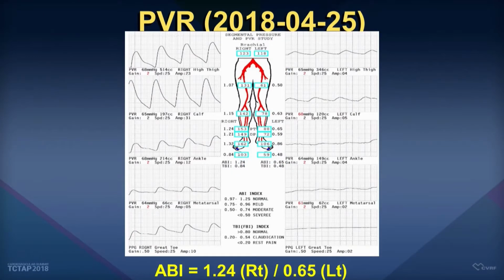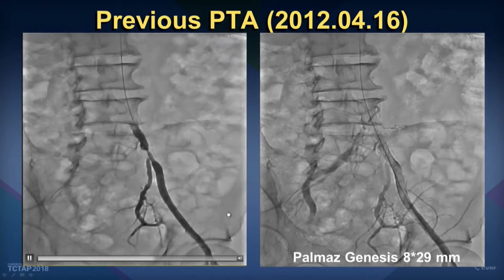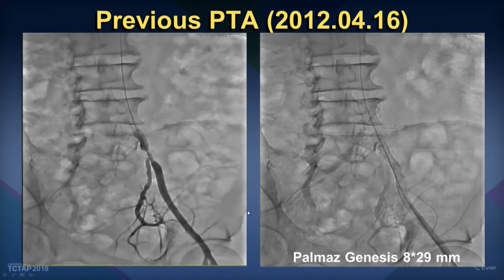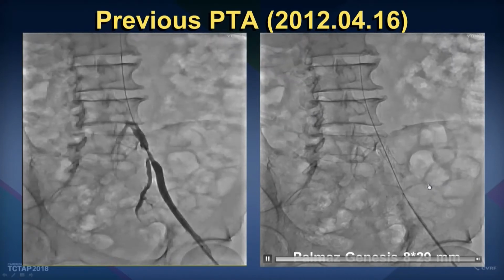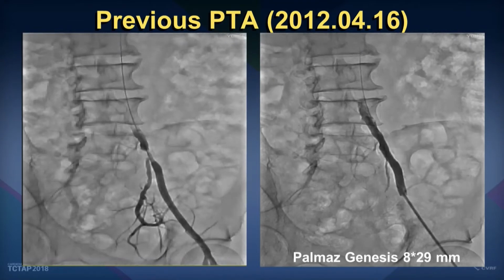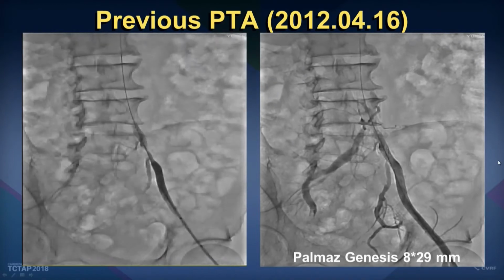The ankle brachial index was decreased on the left side, 0.65. The previous 2012 stenting was a common iliac to external iliac crossover, with a balloon expandable stent, 8/28. So it's a very usual procedure.